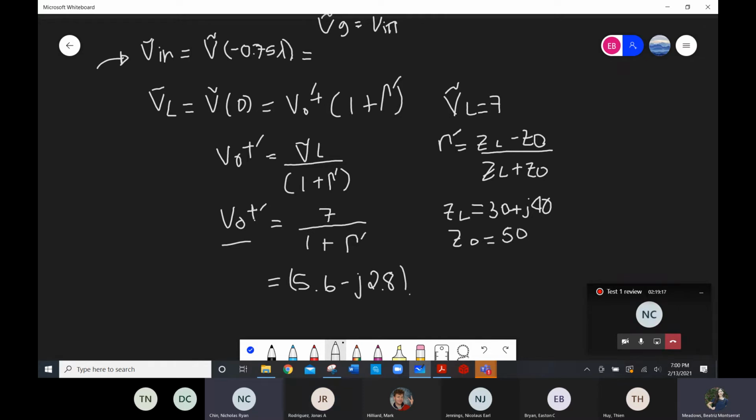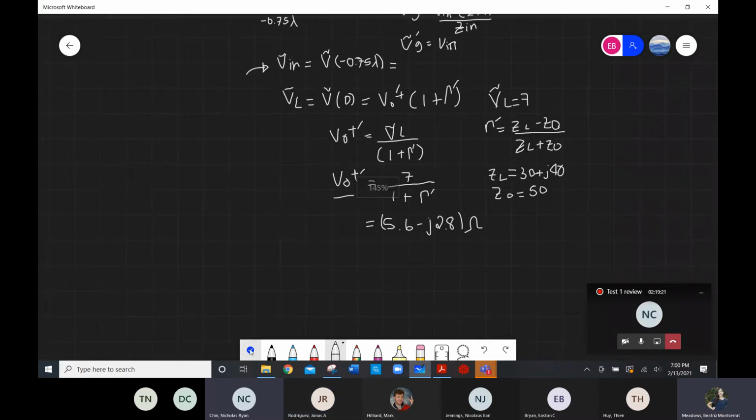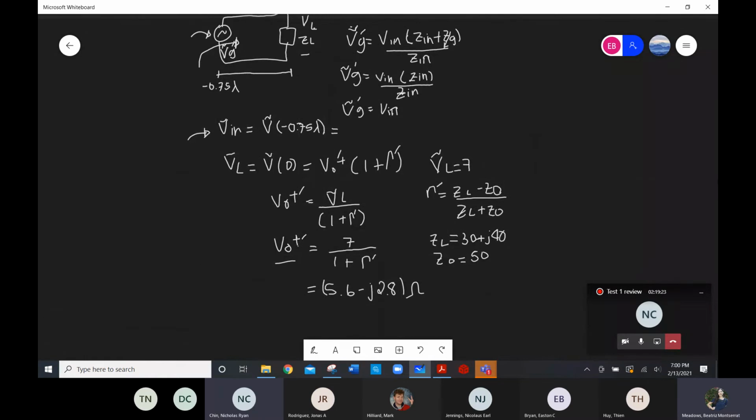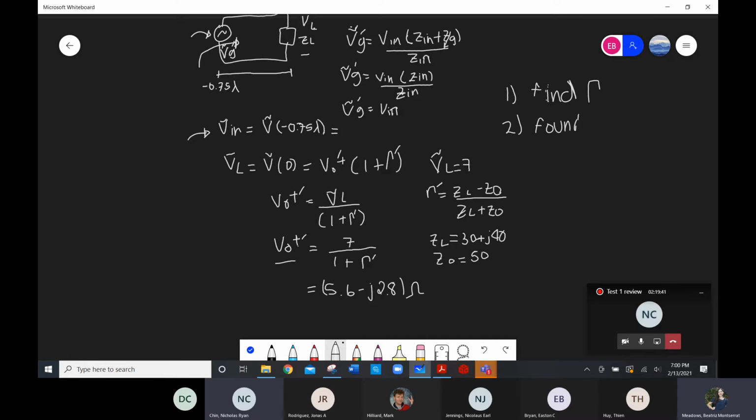Okay, and let's, you know what? I would like to go ahead and label the steps that we're doing here for the little transmission line. So I think the first thing you did was find gamma, right? Because if you don't find gamma, you cannot find V naught plus. So you did find gamma. Then you found V naught plus. You know which formula to use to do that.